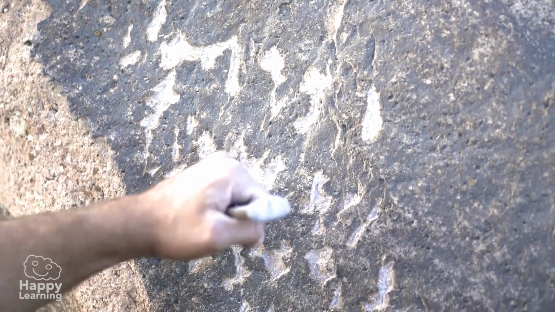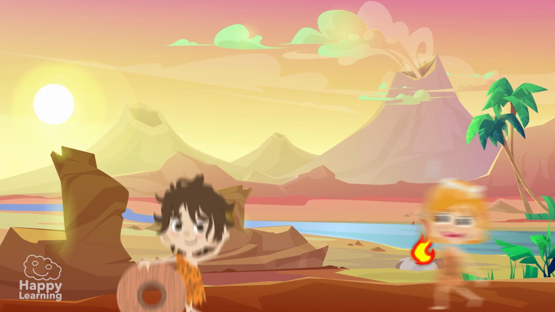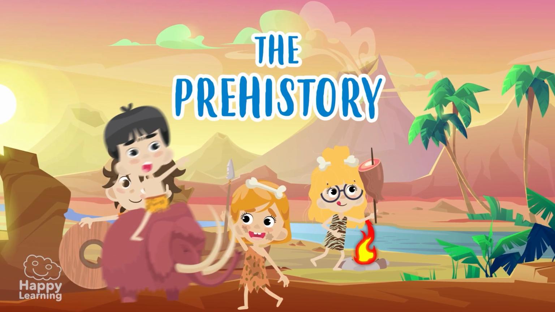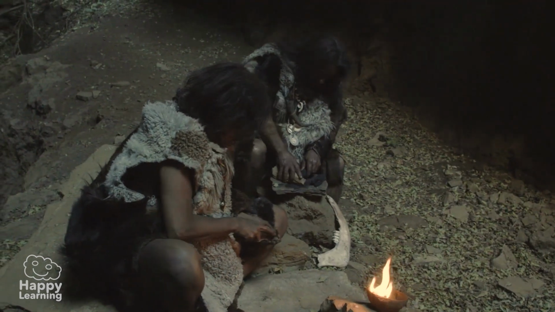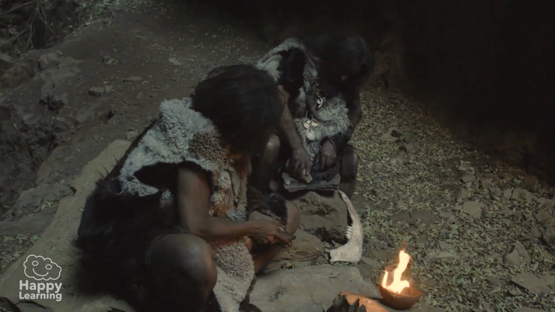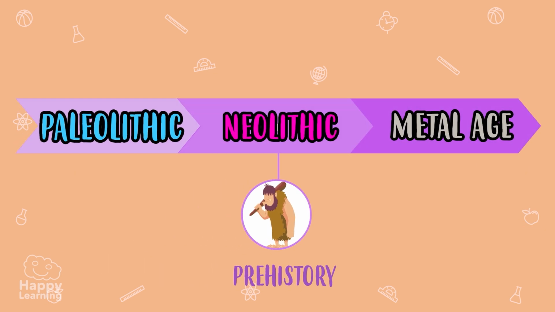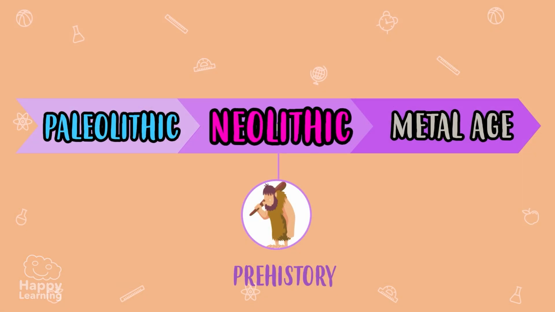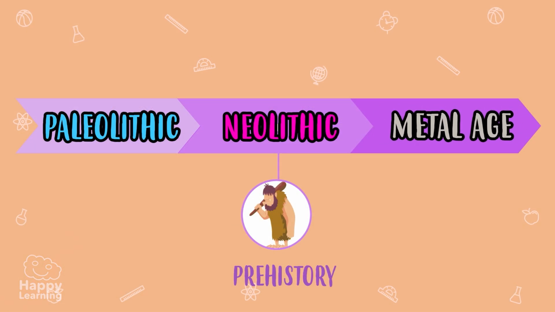Today, we're going to learn about our prehistory. The first thing we need to know is that our prehistory is divided into 3 different periods: Paleolithic, Neolithic, and the Metal Ages.